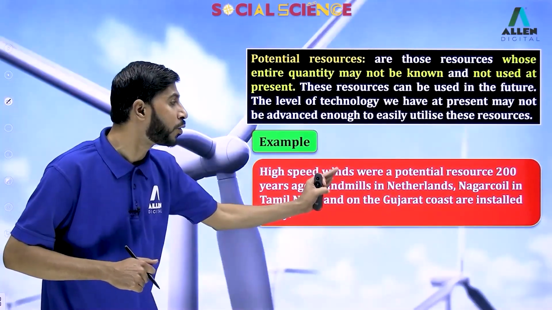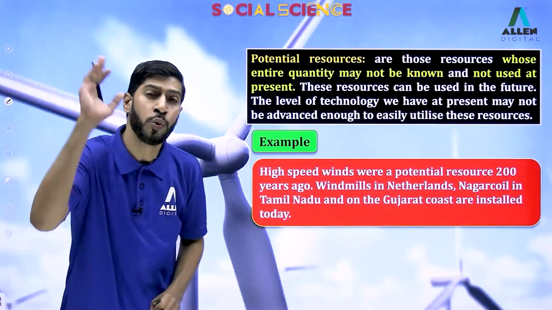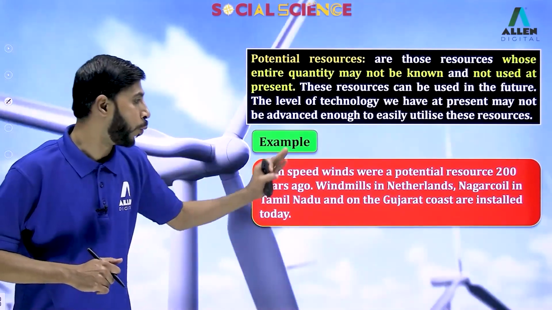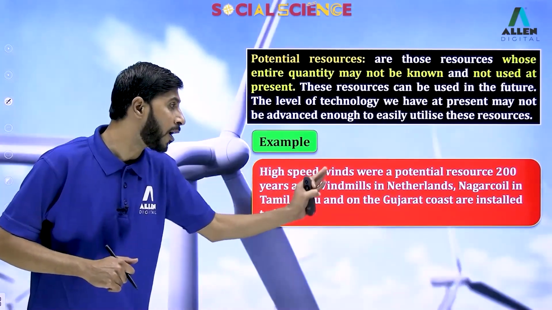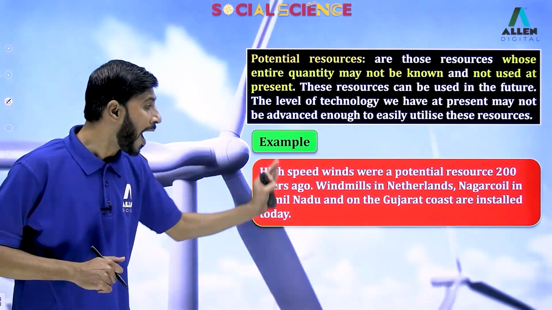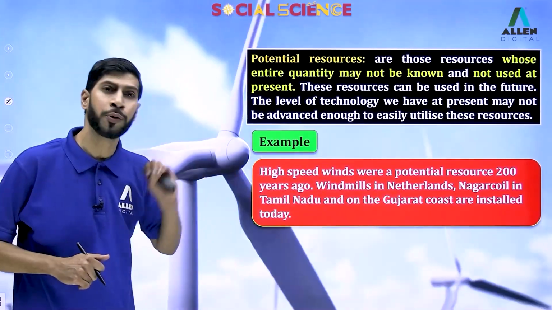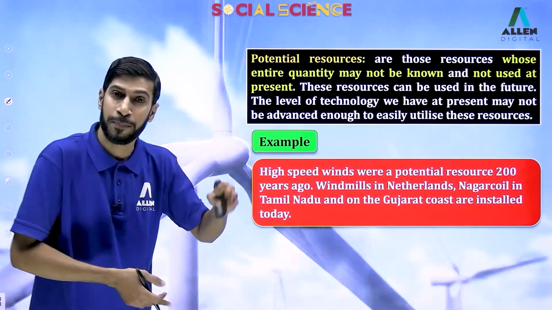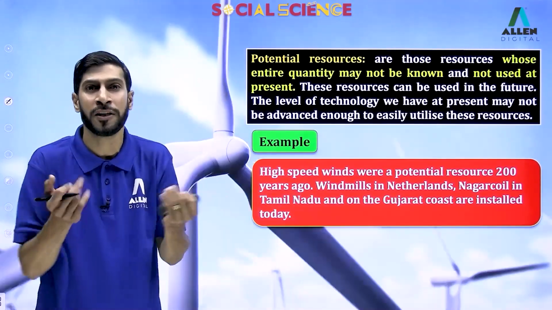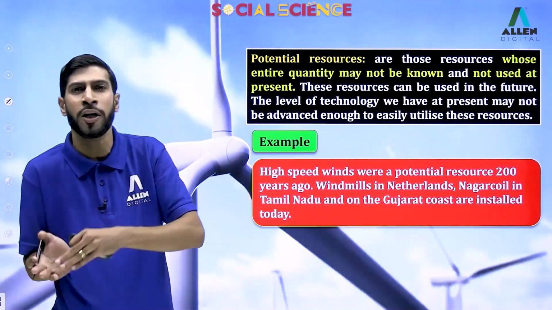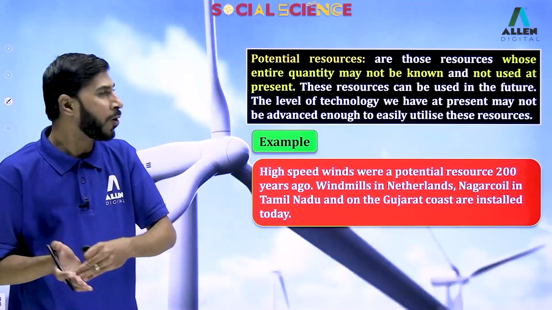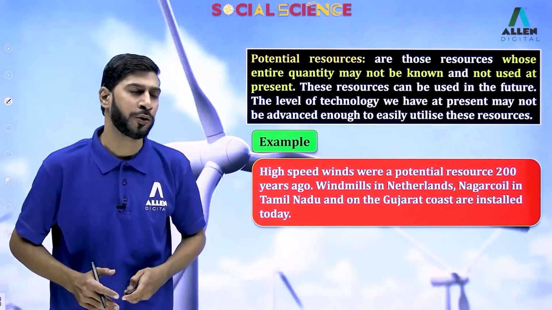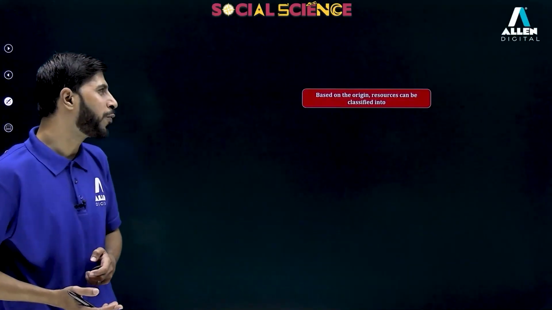High speed winds were a potential resource 200 years ago. Windmills in Netherlands, Nagarcoil in Tamil Nadu, and on the Gujarat coast are installed today and they are used today. But 200 years ago, they were potential resources. But as we have the technology, we are using it today. So, this is called potential resource. Okay? So, let's move to the next one.